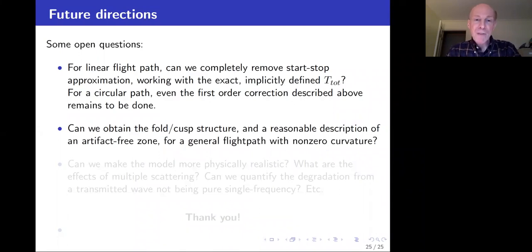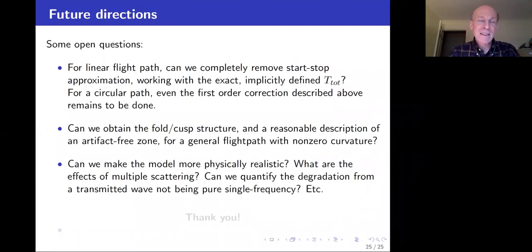Can we get the structure of a fold cusp that we got for the circle? Can we do that for a general flight path with non-zero curvature and with a reasonable description of an artifact-free zone? It seems like you should be able to, but again, the calculations are very unpleasant. And then finally, can we make the model more physically realistic? There have been a whole slew of approximations that we made. What are the effects of multiple scattering? Can you say what happens when your transmitted wave is not exactly a frequency omega 0, but is very narrow band? And there are many other such questions. So with that, I will stop and say thank you.